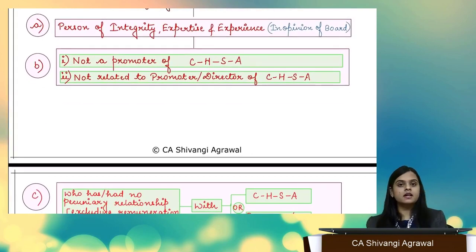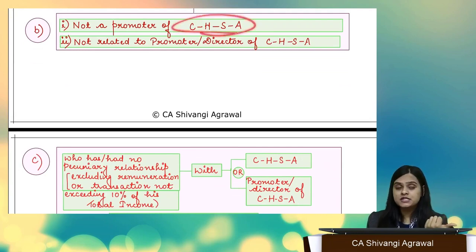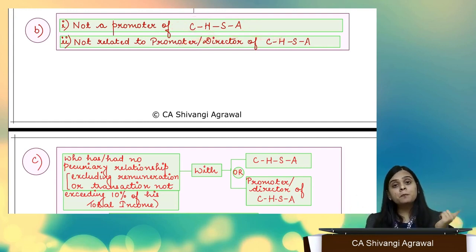Point number 1. He should be a person of integrity, experience and expertise. Not in our opinion, but in the opinion of the board. If it is a government company, in the opinion of the respective ministry. He should not be the promoter of the company, holding, subsidiary, associate. This you can call CHSA, or cash, or group, however you may learn it. Not related to PD, that is promoter or director of CHSA.